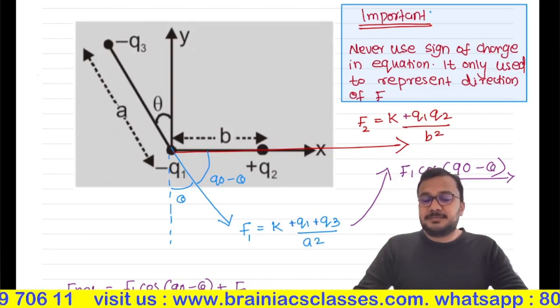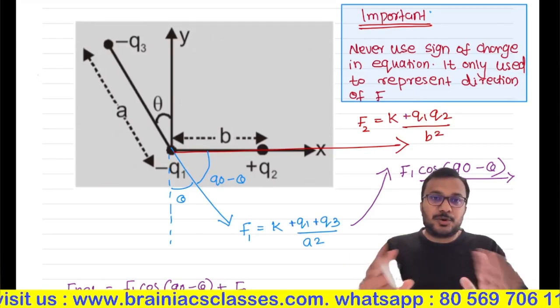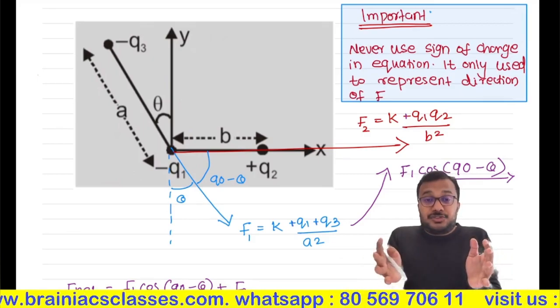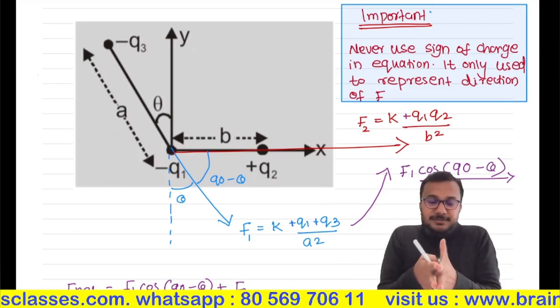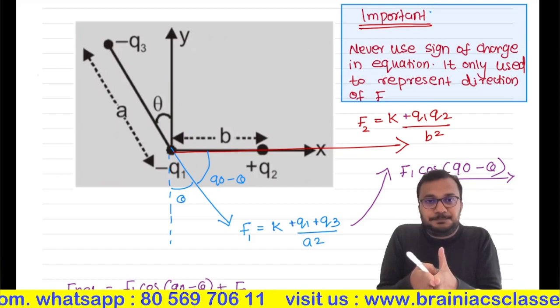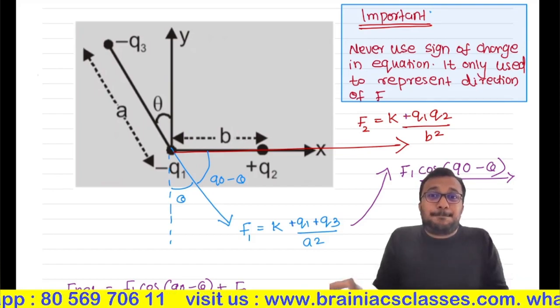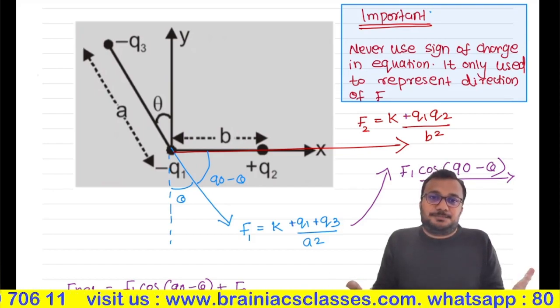Because what kind of charges are they? Like charges repel. Positive and negative attract, they love each other. If it is the same sign, they repel each other; they will not attract each other.